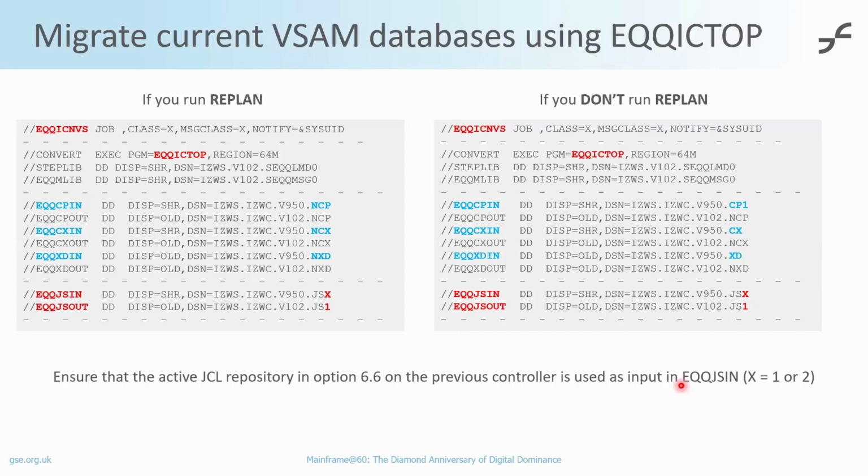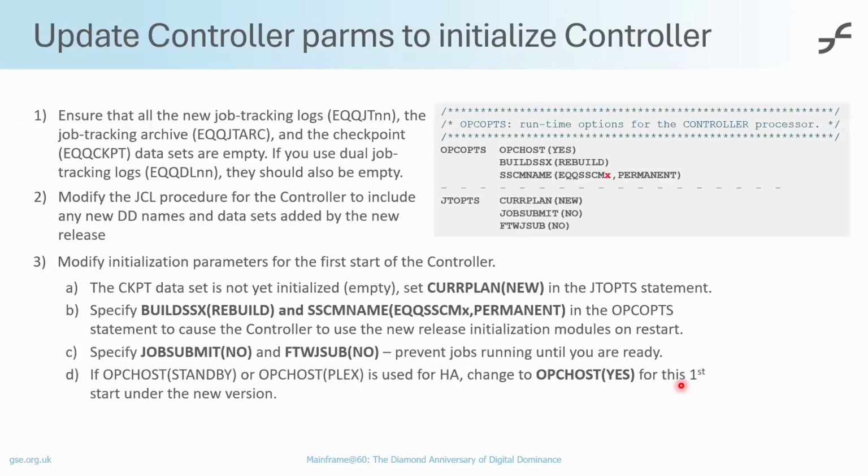And let's focus for a moment on the JS file. So the JS input file is JSX, where X is the number that you took note of in 6.6 previously. JS out will always be JS1. So let's suppose that the job completed okay, so we can go on with our migration. What do we have to do now? Well, let's consider that this procedure with the new controller parameters has been prepared long in advance again, because you want to reduce the time your controller is down.